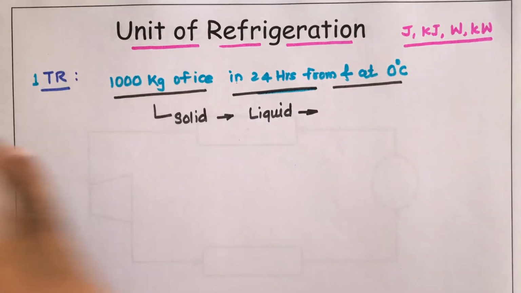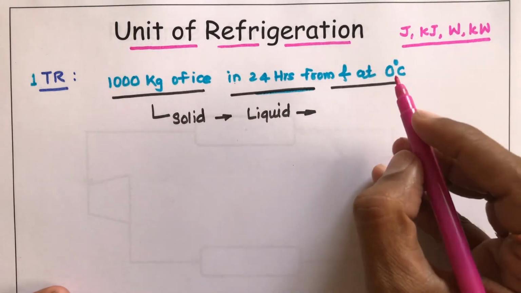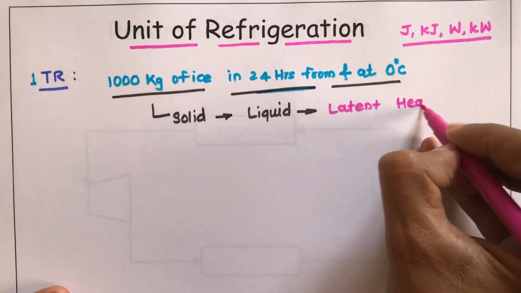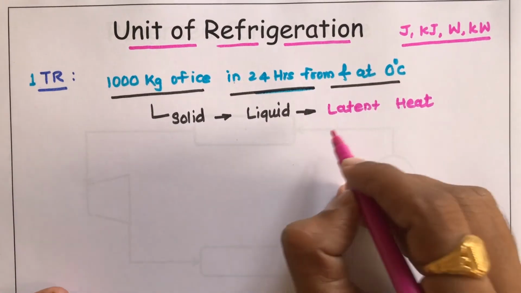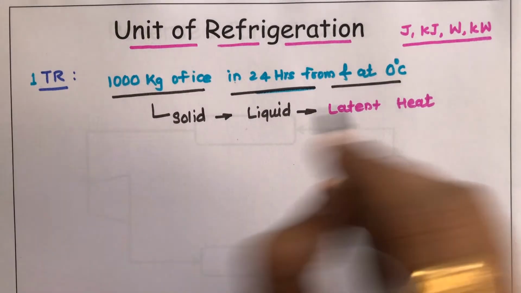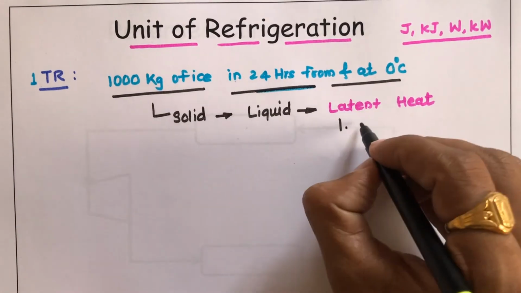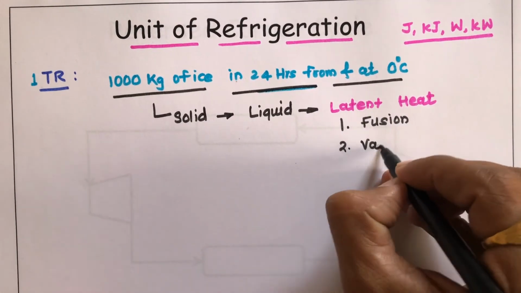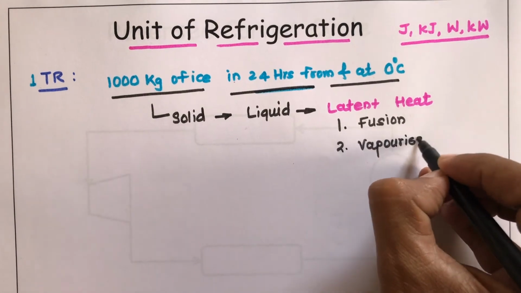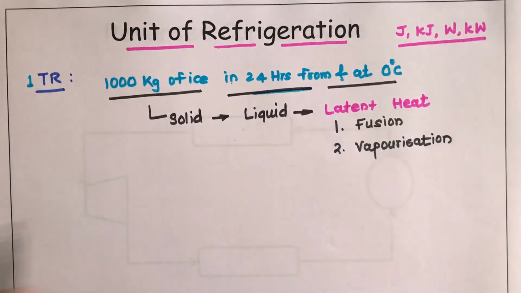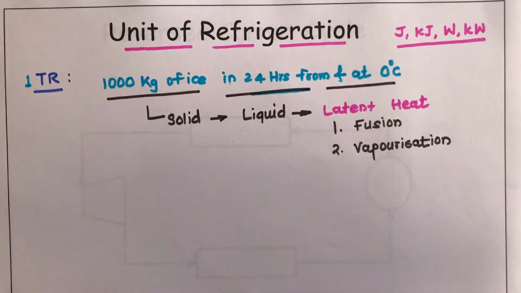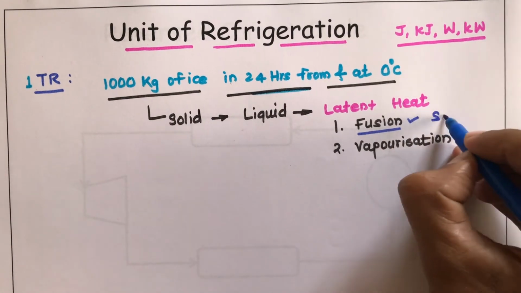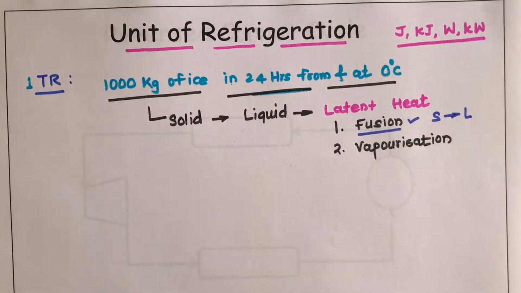Which heat comes into the picture here, sensible heat or latent heat? Here latent heat comes into the picture, and again two types of latent heat we have studied. Which were those? The first one was latent heat of fusion, and the second one was latent heat of vaporization. As far as the definition of ton of refrigeration is concerned, which latent heat comes into the picture? That is latent heat of fusion, as here we are going to convert solid ice into liquid.